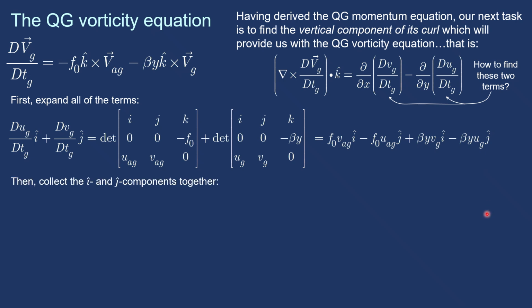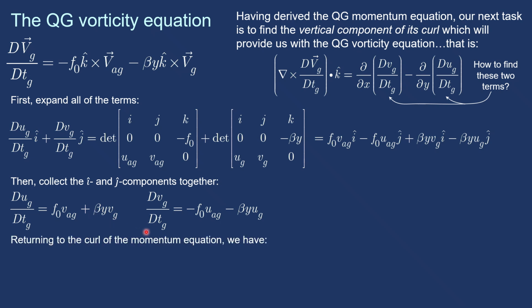The next step would be to collect the i-hat and j-hat components together. Putting all the i-hat components together gives us this result. Putting all the j-hat components together gives us this result. And these are the two terms that we were looking for before. So we have the total geostrophic derivative of the meridional geostrophic wind, which is these two terms, and we have the total geostrophic derivative of the zonal geostrophic wind, which is these two terms right here.